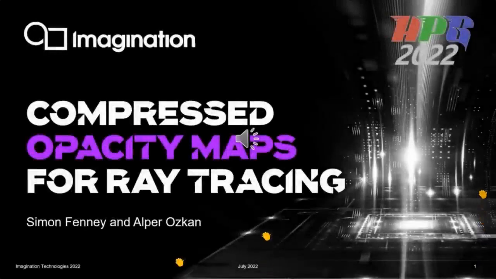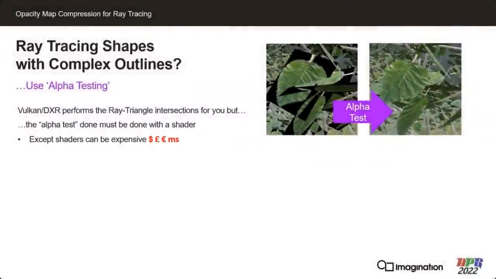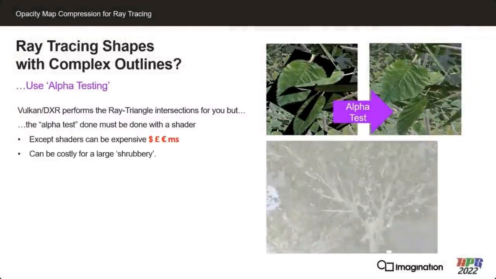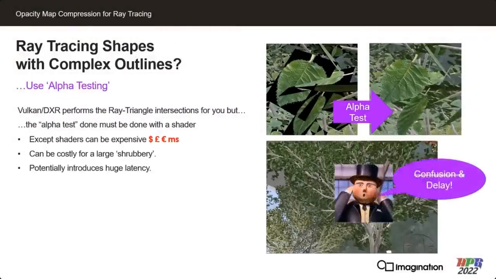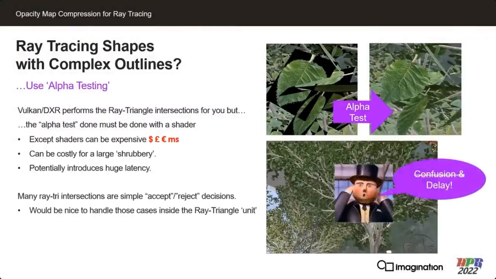We present opacity map compression for ray tracing. Modern APIs perform ray triangle intersection, but run a shader to do alpha tests, introducing latency. This can soon add up and be costly. But many tests are a clear hit or miss. We prefer these to be done early in ray triangle hardware.